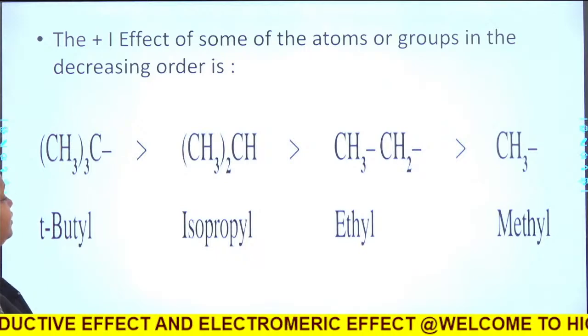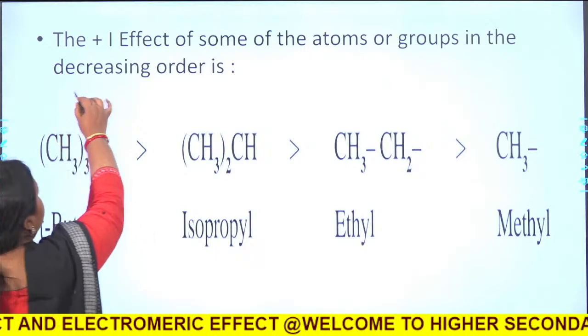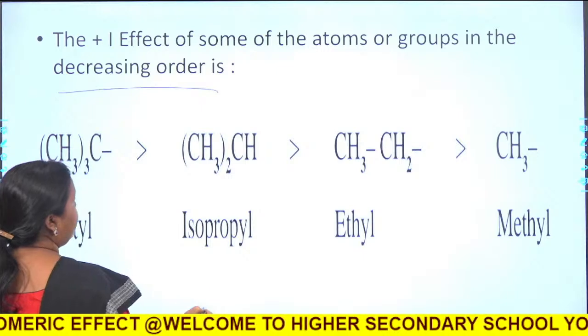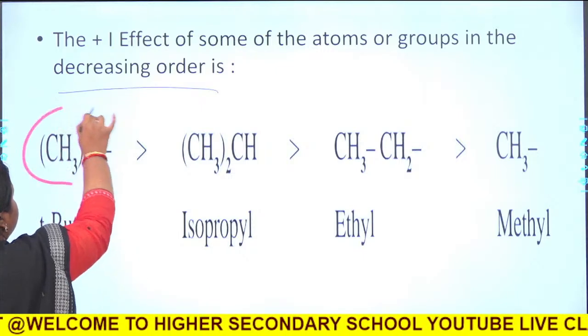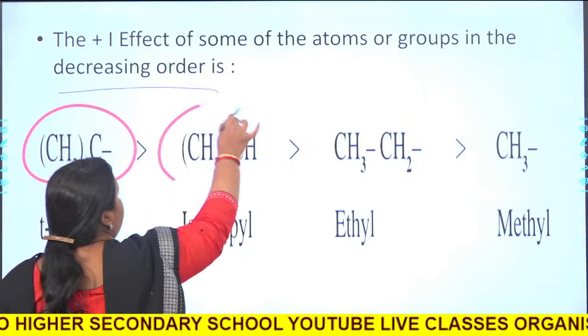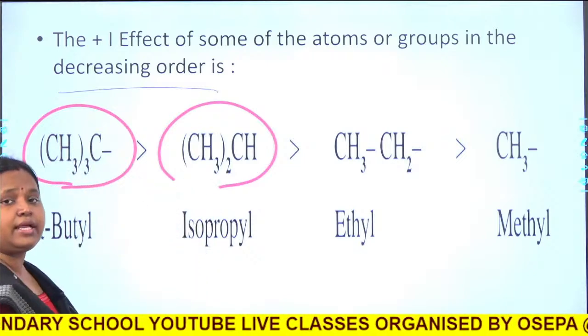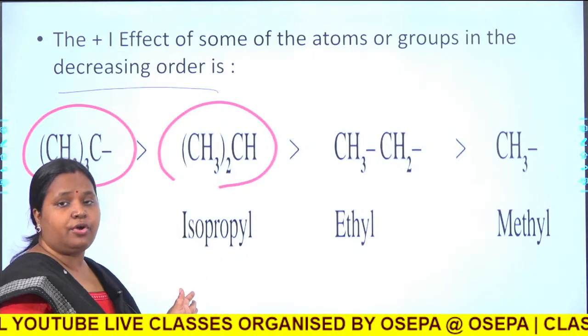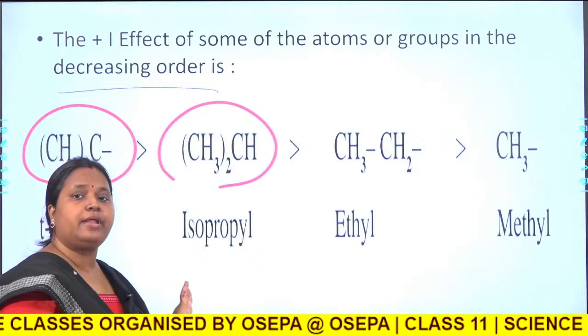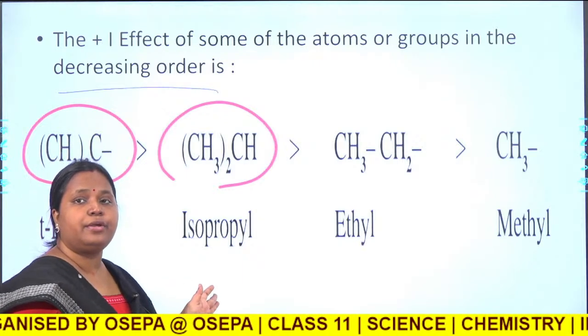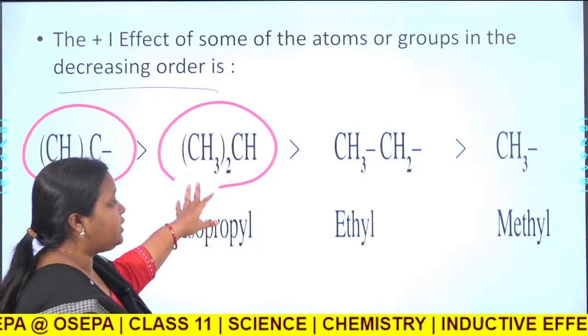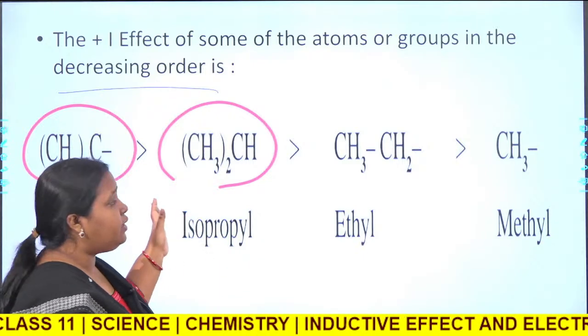The plus I effect of some of the atoms or groups in the decreasing order is this. Remember that more is the size of the alkyl group, larger the size of the alkyl group, stronger is its plus I effect. Larger the size of the alkyl group, more is the plus I effect.